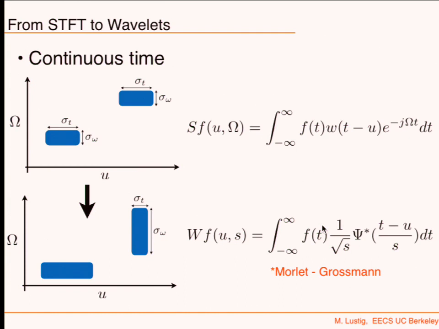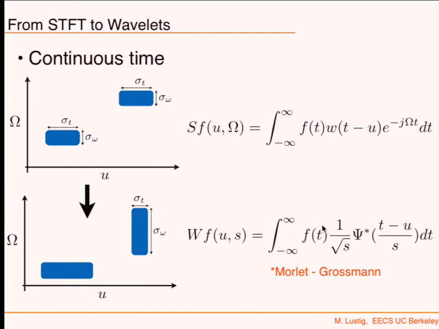Does this make sense? So more time coverage, but the frequency shrinks. What happens with a short-time Fourier transform? I only change frequency, so it's the same size window, but I only change frequency by changing the e to the j omega. Right? That's how I change the frequency. But it keeps the same size window. For this case, I'm going to change the frequency by stretching. But I'm also going to get more time coverage.